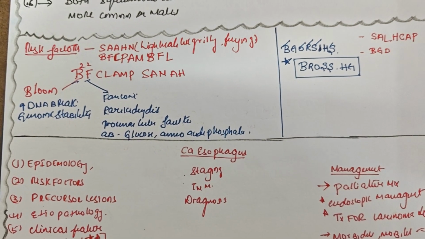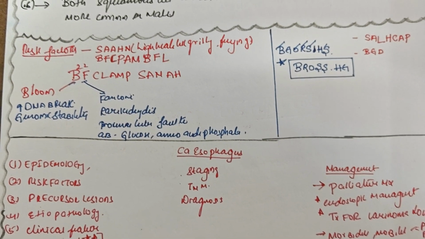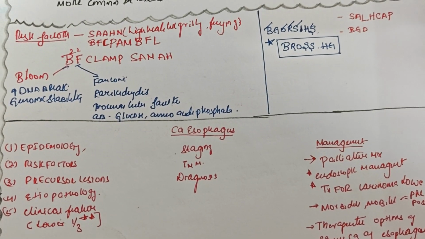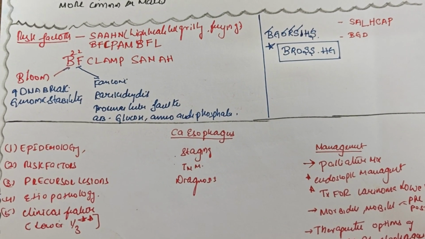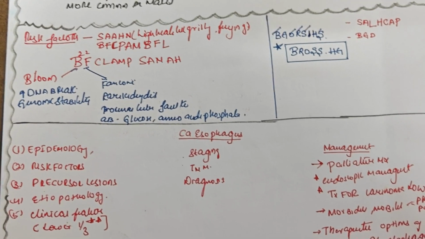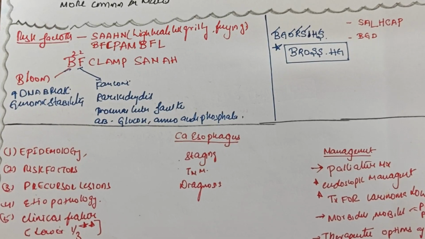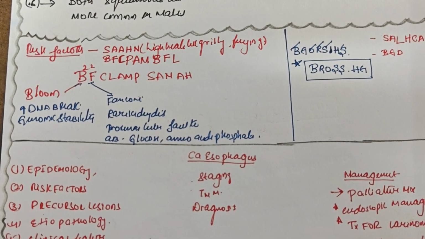N is N-nitroso compounds. Where are those found? They are found in smoked, tandoori, grilled and fried foods. They also play an important role in carcinoma of the esophagus. Now, what is A here? What is H here? A and H are important.